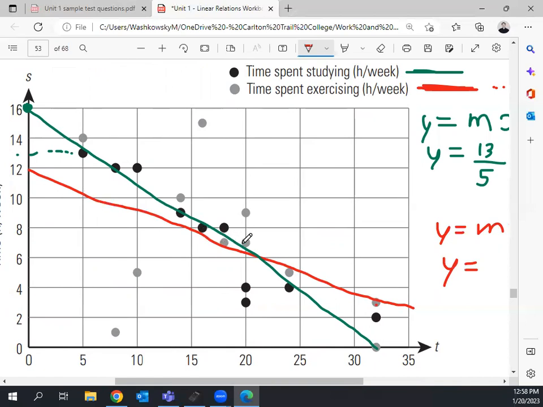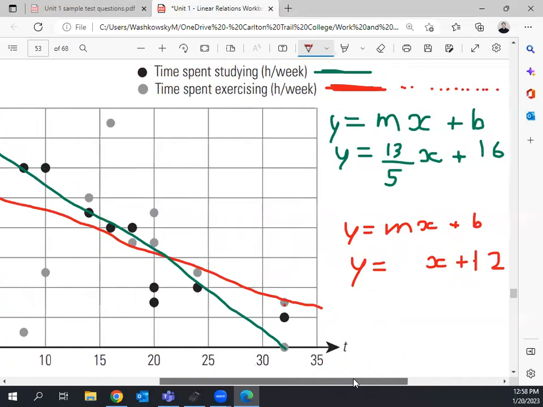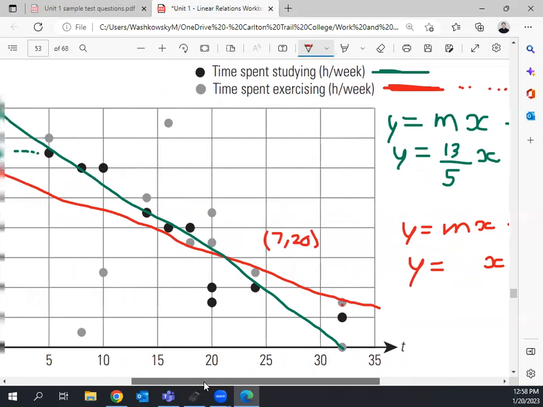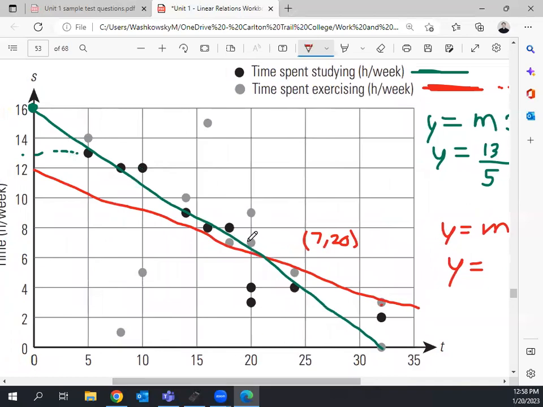So 7 and 20. That could work, as long as you have a concrete point. So if you have the point (7, 20), it rises by 7 or 20. Does it rise from? Well, this is the point she's talking about, the one I'm circling in red. So what does it rise by?